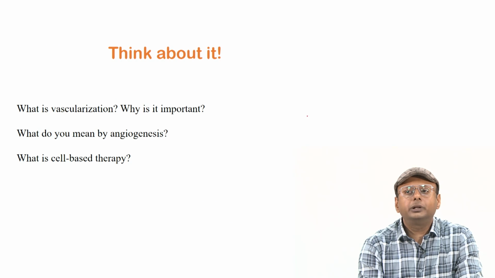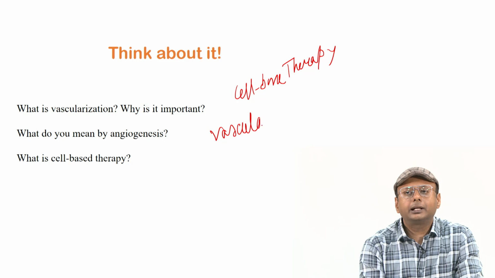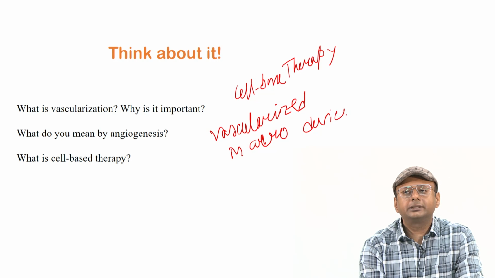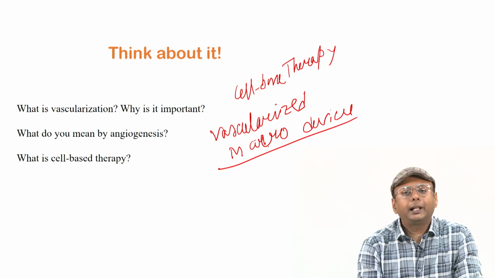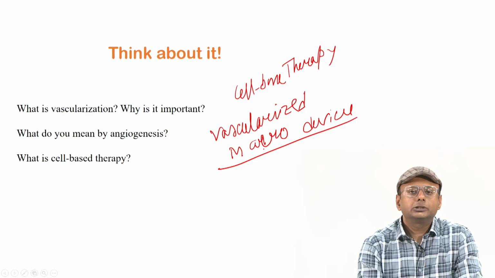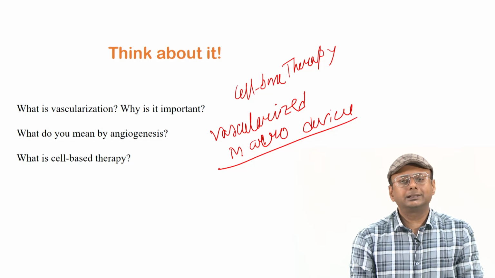Ideally the target would be to develop a cell-based therapy, right, with a vascularized macro device where we can implant the cells in the body and the whole device should be immuno-isolated so that our immune system is not able to recognize it and destroy it. So these are some of the modern approaches researchers are taking.